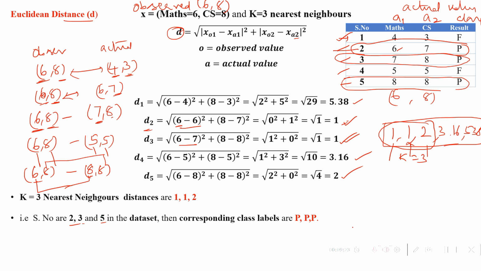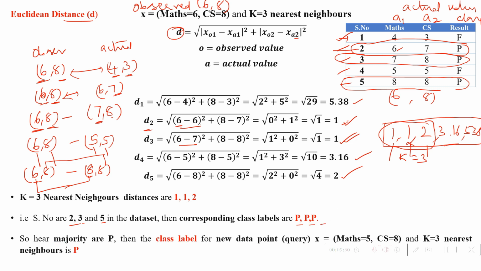From that we are going to get the class labels: P, P, P. That means 3 P's are there, so the majority class is P only. So the class name for the new data point with k equal to 3 is also the P class only. Like that we are going to assign the class label for the given data set. Simply, this is called a KNN classifier.